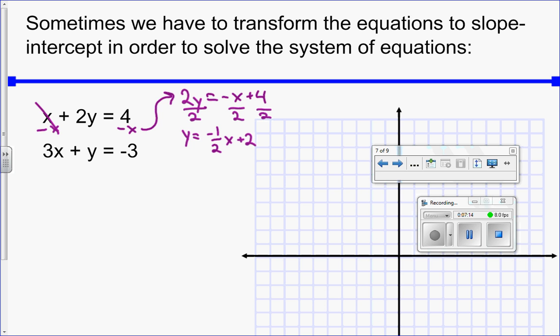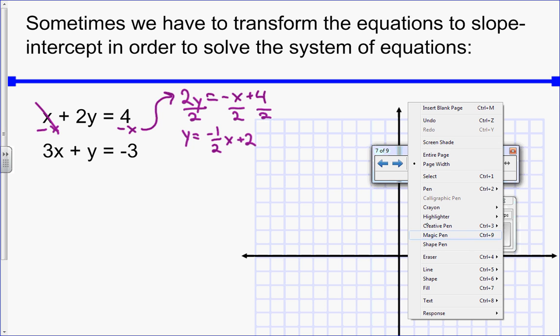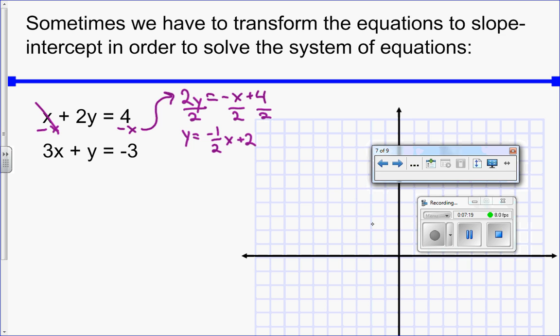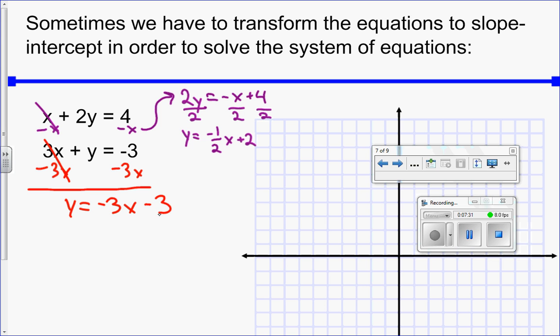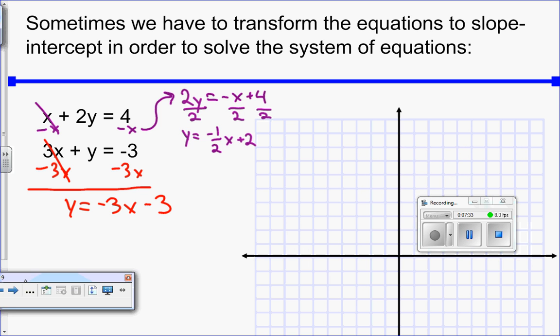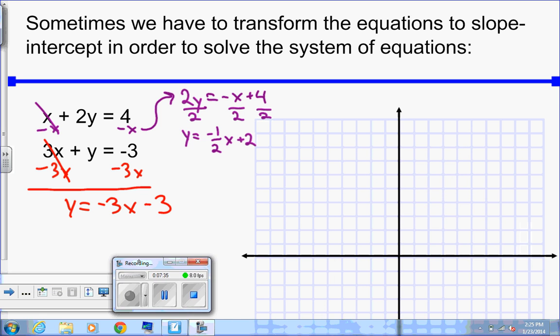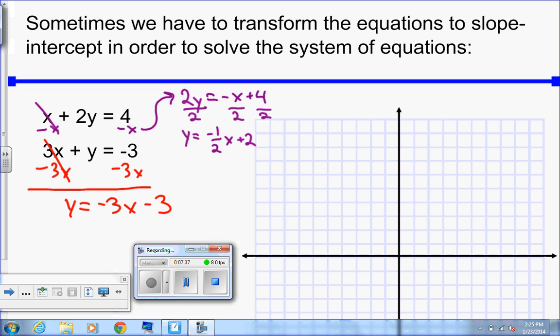The other one, I'm going to do in a different color, in red. I'm going to subtract 3x from both sides. And I get y equals negative 3x minus 3. So now that I've transformed both of my equations into slope-intercept form, I can now easily graph both of them.